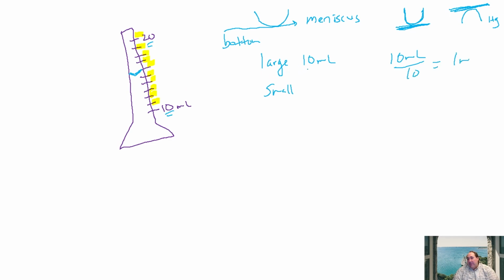That means each of the small markings represents 1 milliliter in this case. That means this one here is 11, 12, 13, 14, 15, 16, 17, 18, 19 as I squeeze it in there. And then obviously up to 20.